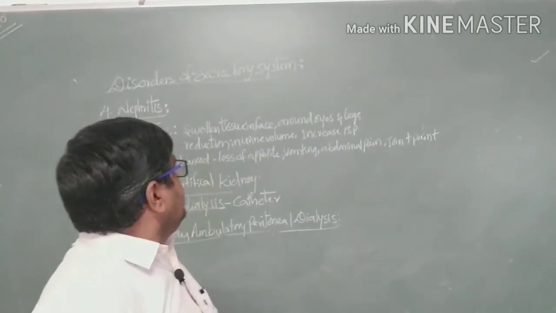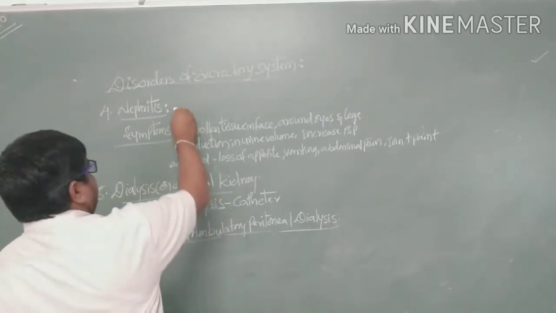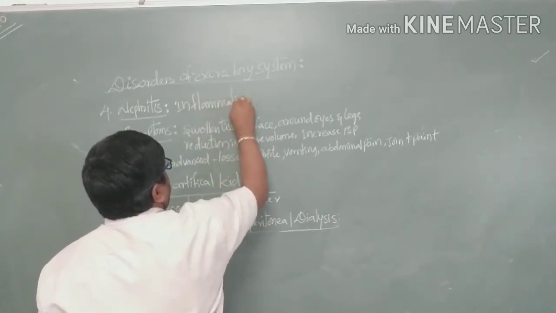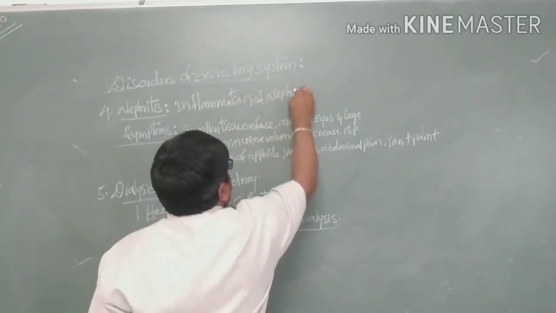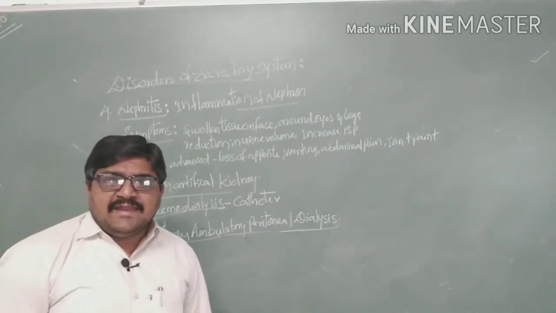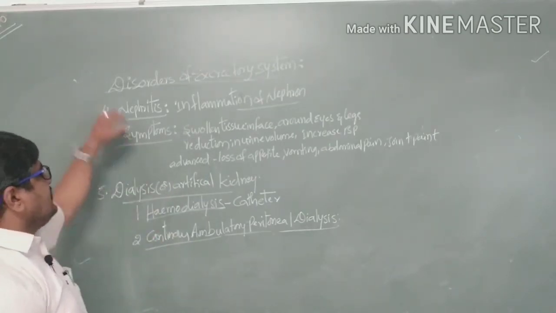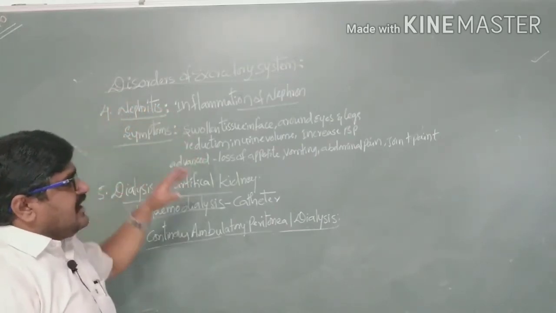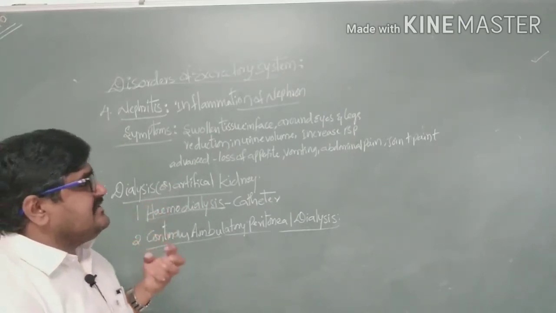Now coming to the fourth one, that is nephritis. Nephritis means inflammation of nephrons. Inflammation means becoming red. The nephrons become red. This condition, inflammation of the nephrons, is called nephritis, where it shows symptoms like swelling of tissue in the face, around the eyes and the legs.